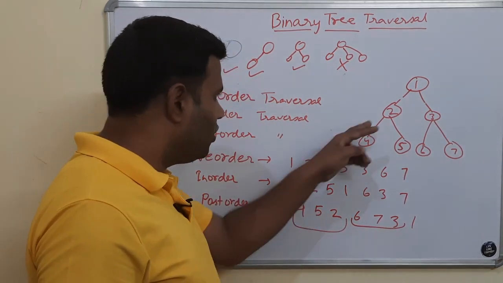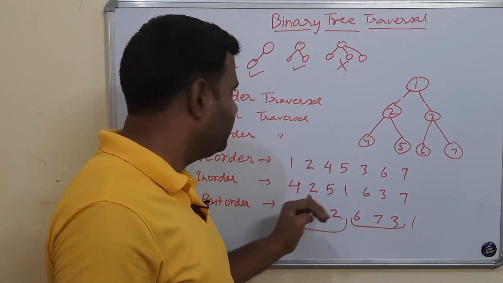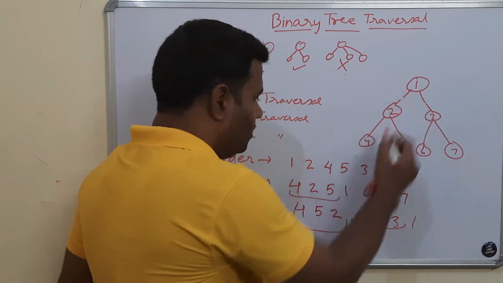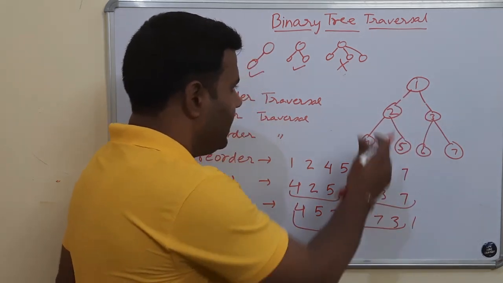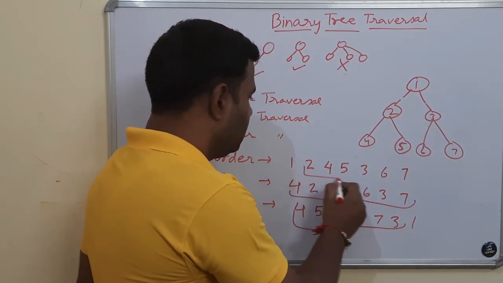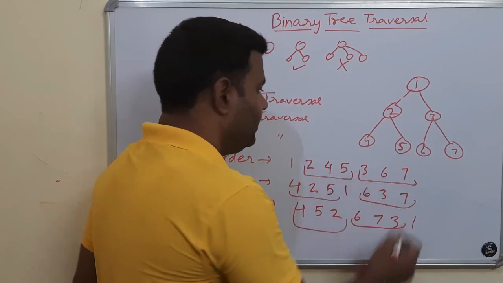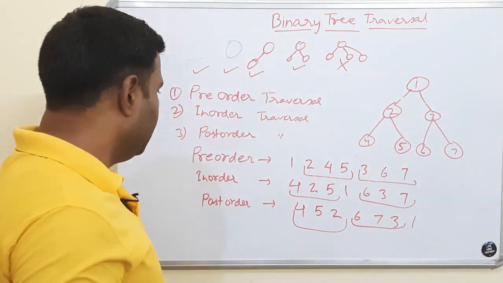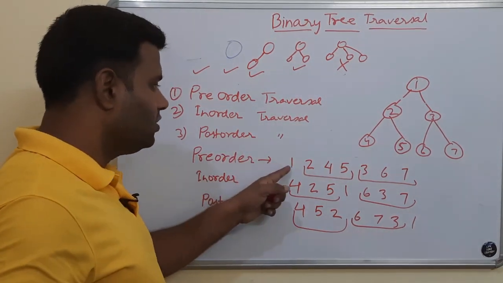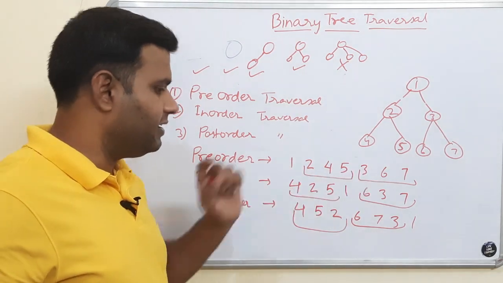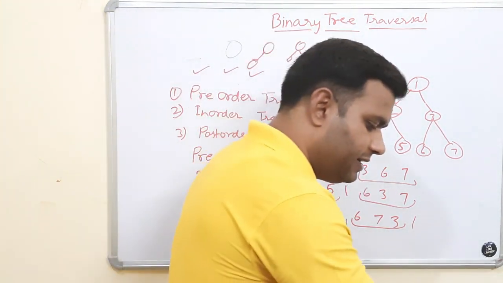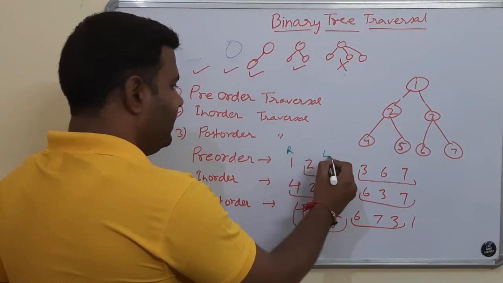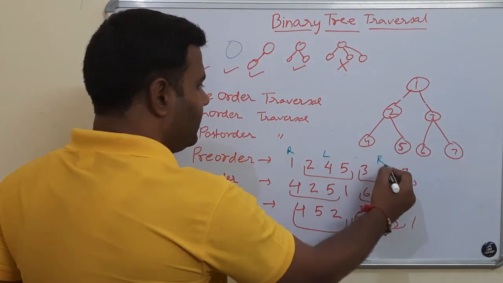Similarly, if we try to draw in pre-order traversal, first we have covered this left, then root, and then the right subtree. And in this case, first root, then left, and then right. So if you remember one thing, in pre-order traversal, first root will be visited, then left, and then right. Let me write it. In this, first root, and then left, and then right.